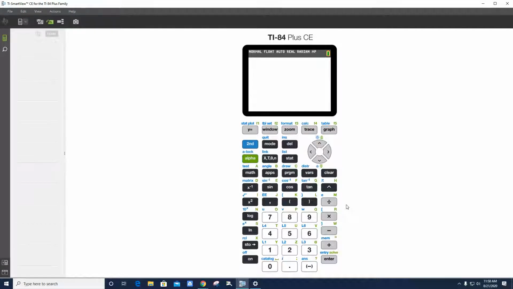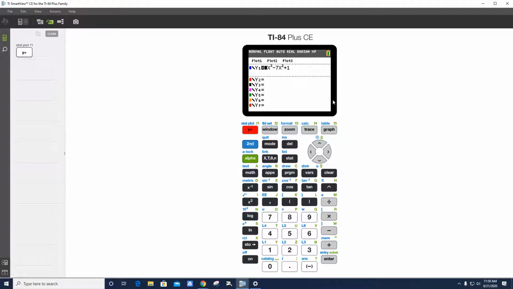Okay, the purpose of this video is to show you how to use your TI-84 calculator to find the x-intercepts on a graph. We often call those x-intercepts zeros because those points are where the y-coordinate is always 0.